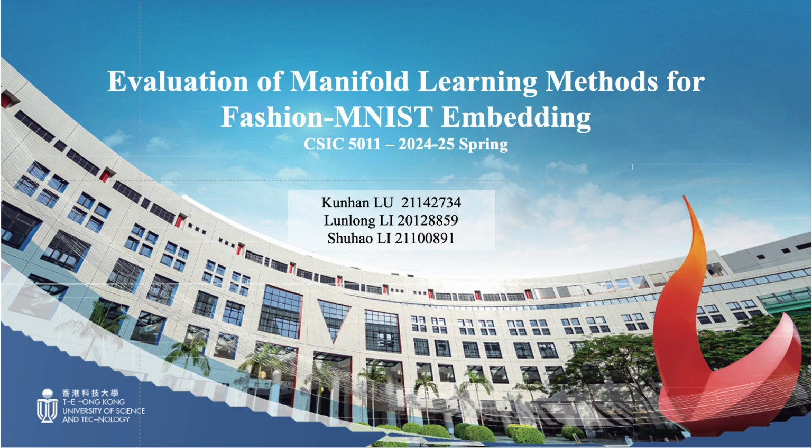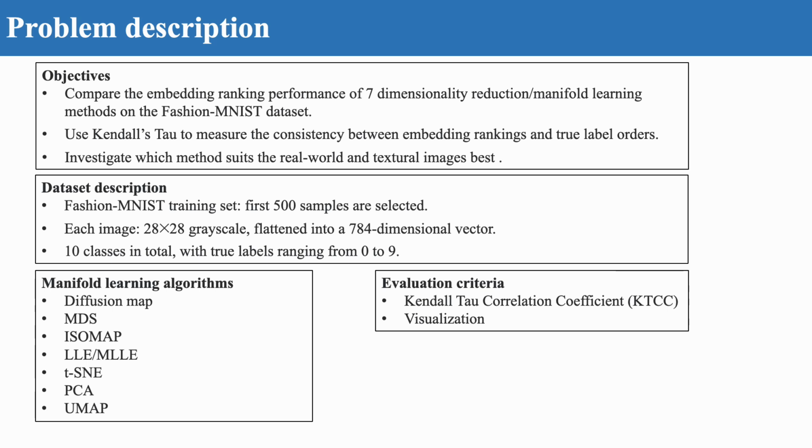This study explores how different dimensionality reduction techniques perform in embedding high-dimensional image data, using the challenging Fashion-MNIST dataset as a benchmark. Unlike the original MNIST dataset of handwritten digits, Fashion-MNIST consists of grayscale images of clothing items. This makes it more complex and representative of real-world image data, with a nonlinear structure and high-dimensional nature that makes it an ideal testbed for manifold learning algorithms.